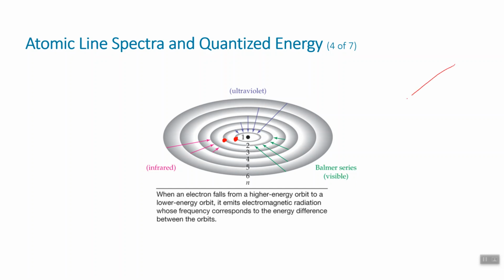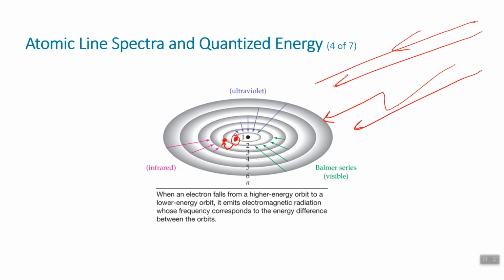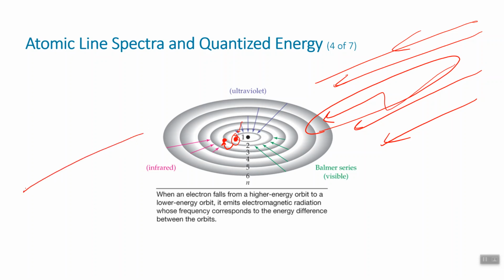Now, if I shone some light into this atom, this electron here is going to absorb some of that energy, right? And then it's going to jump up to the next level. And so if I had a whole bunch of different frequencies coming in this direction, and the energy of this particular one was absorbed by this electron, then the light that you see on the other side is going to be missing this wavelength.